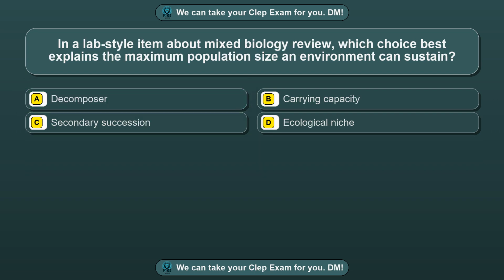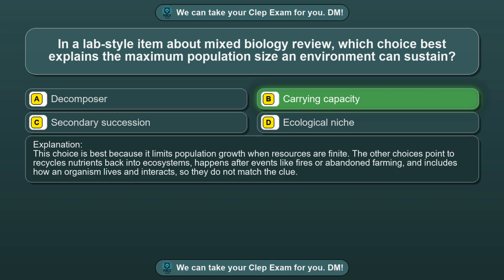Question 37. In a lab-style item about mixed biology review, which choice best explains the maximum population size an environment can sustain? Option A, decomposer. Option B, carrying capacity. Option C, secondary succession. Option D, ecological niche. The correct answer is option B, carrying capacity. This choice is best because it limits population growth when resources are finite.